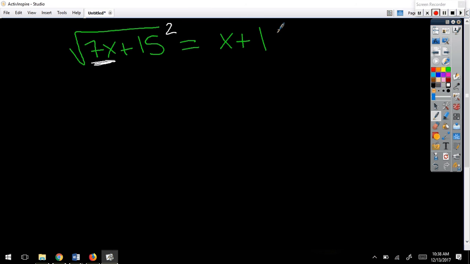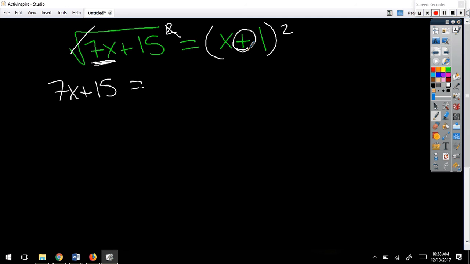Now, here's the thing. You could have told the other side, get rid of it. I'm still not going to be able to combine because the left side becomes 7x plus 15, but look at the right side. (x+1) squared. I can't distribute in there, remember, because I'm adding. If you're ever adding or subtracting inside the parentheses, you can't distribute the squared. It becomes a FOIL problem. I hate the FOIL.